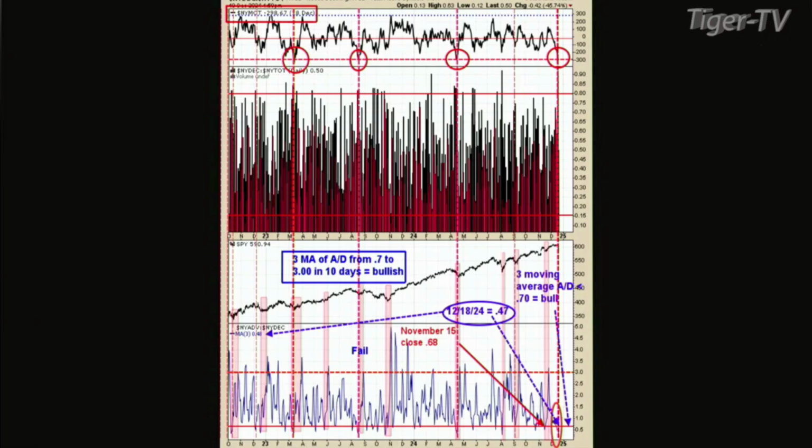Yeah. So we can go on to the gold market here real quick. Yeah, I think so. Let's take a look at it.